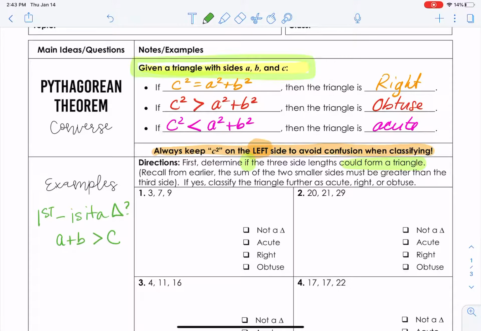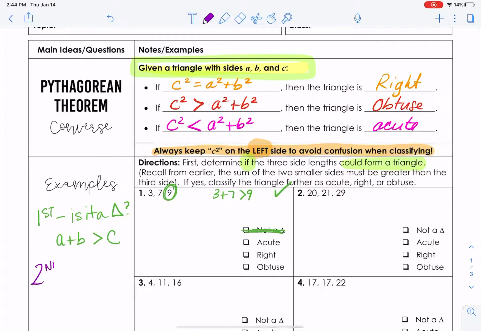So since C is always the longest side, I need to start by saying, is 3 plus 7 greater than 9? Well, 3 plus 7 is 10. 10 is bigger than 9, so that's a go. So the first thing I'm going to do is cross out "not a triangle," because now that's not the case. So now that I know it is a triangle, I'm going to use one of those c-squared statements, equal, greater, or less than, to determine what kind of triangle I have.